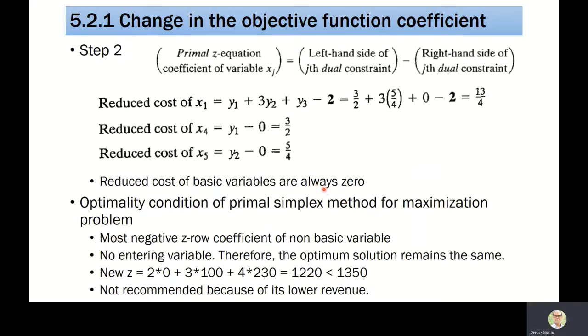Now what we can understand is, since the optimum solution remains the same, I can put the values of x1, x2, x3 into the Z equation, which comes out to be 1, 2, 2, 0. The observation is it is smaller than 1350, which was the original value. So it is not recommended because it is reducing the revenue. So the proposed change is not useful.